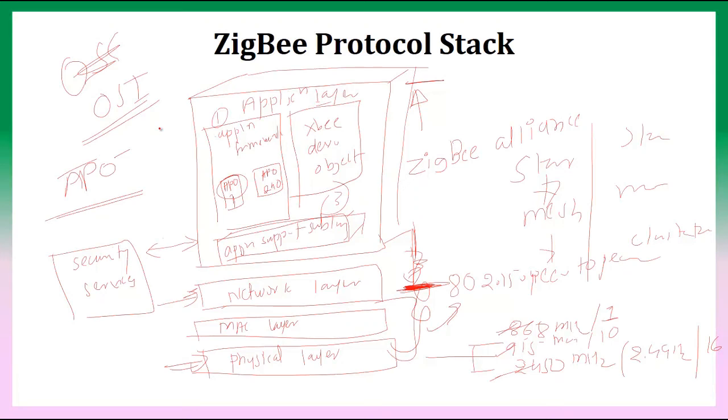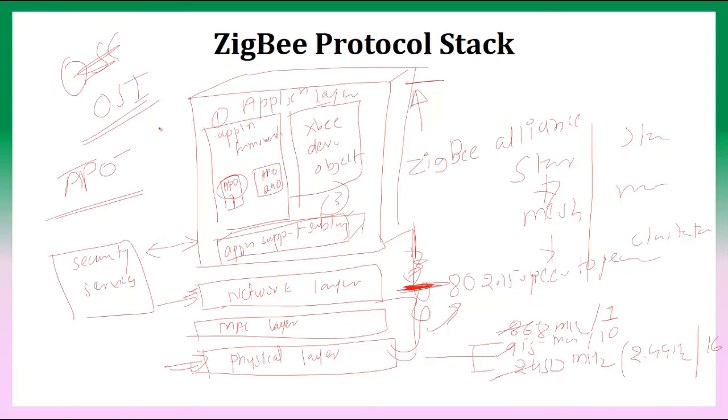A ZigBee application must conform to an existing application profile, which is accepted by the ZigBee Alliance. An application profile defines message formats and protocols for interaction between your application objects. The application profile framework allows different vendors to independently build and sell different ZigBee devices, and they can interoperate with each other in a given application profile. So that is the function of APOs.